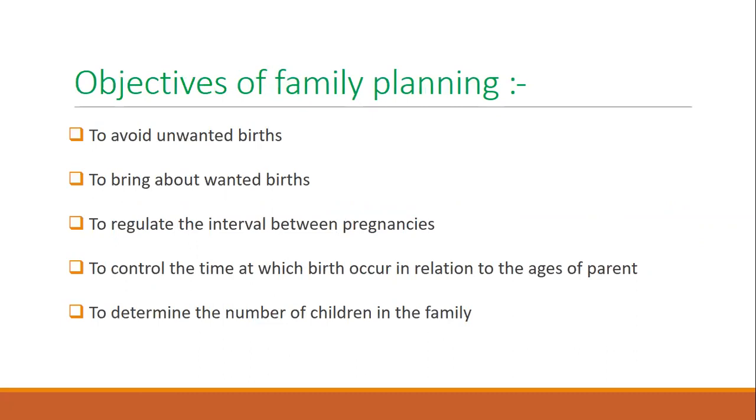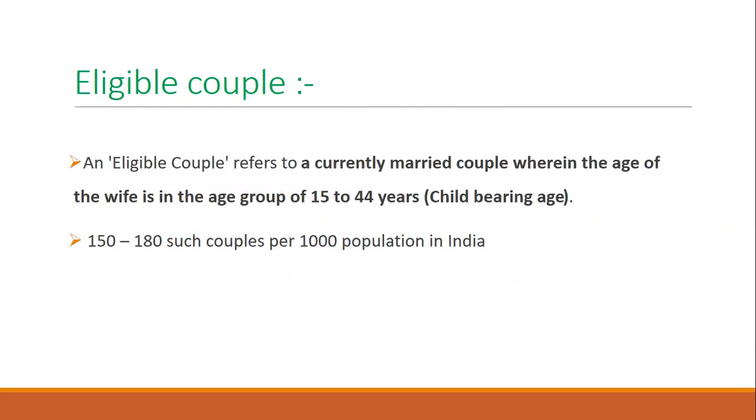What are the objectives of family planning? To avoid unwanted births, to bring about wanted births, to regulate the interval between pregnancies, to control the time at which birth occurs in relation to the ages of parents, to determine the number of children in the family. These are the objectives of family planning.